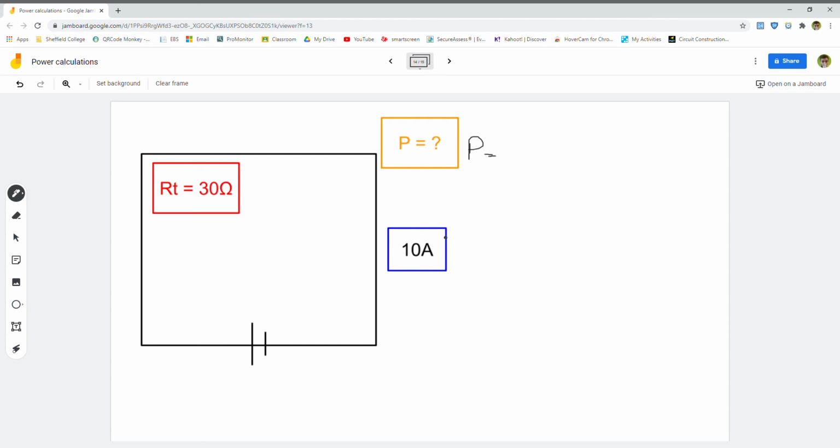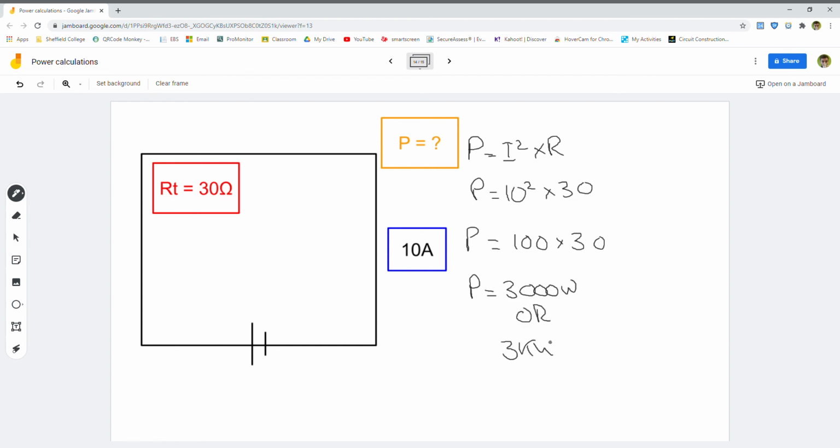So P equals, and we've got current and resistance. So this one's going to be I squared times R. So P equals I squared, so that will be 10 squared times our resistance, which will be 30. So P equals 10 squared, which is going to be 100 times 30. P equals 3000 watts, or 3 kilowatts.